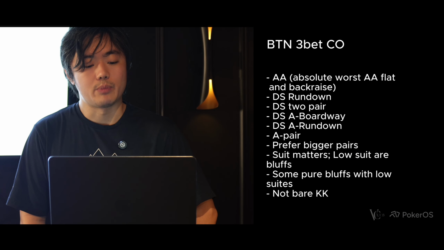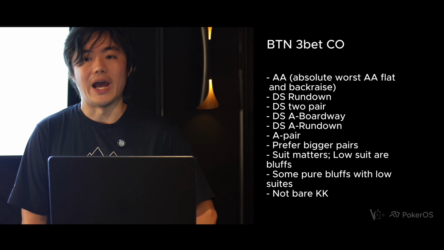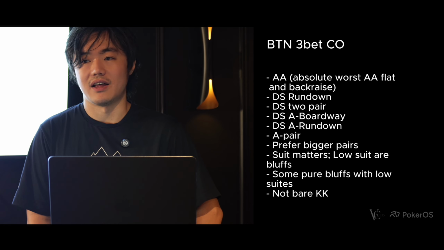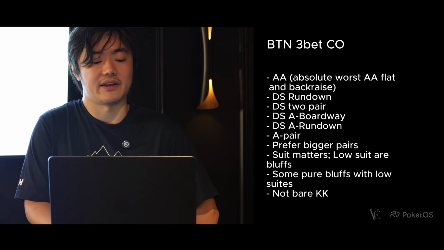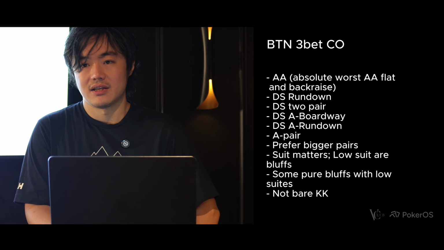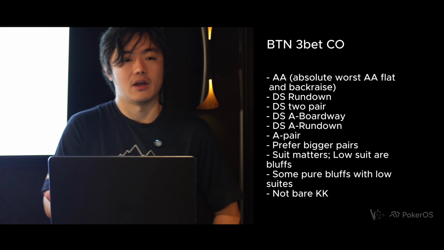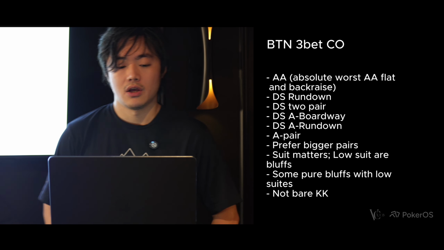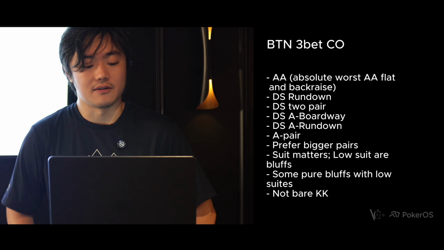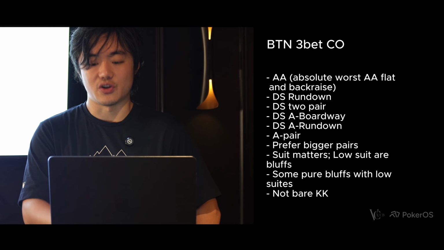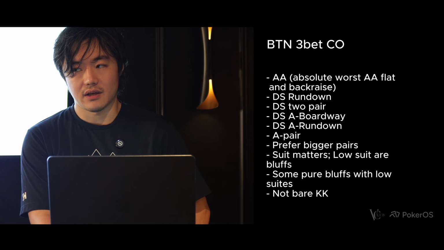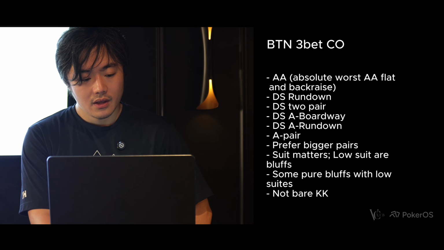The first one: we prefer bigger pairs. Ace king king is the biggest pair possible apart from aces. We prefer hands like ace king king, ace queen queen, sometimes ace jack jack. If you work on the solver, you'll see the frequency is decreasing for ace king king, ace queen queen, ace jack jack.